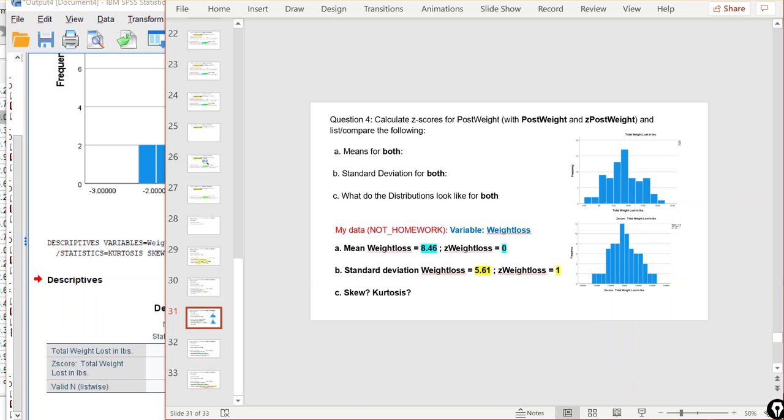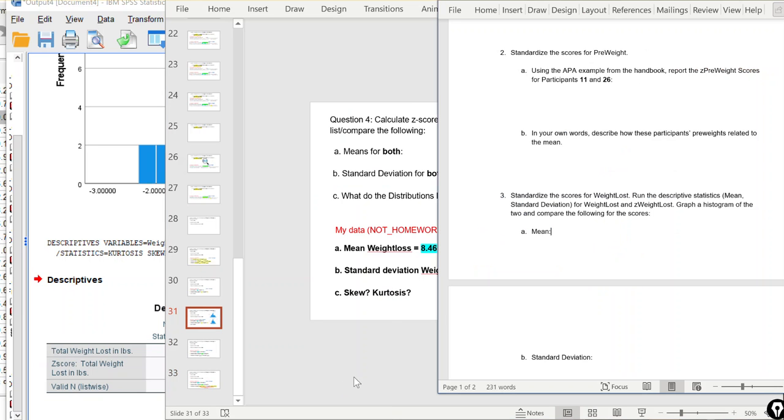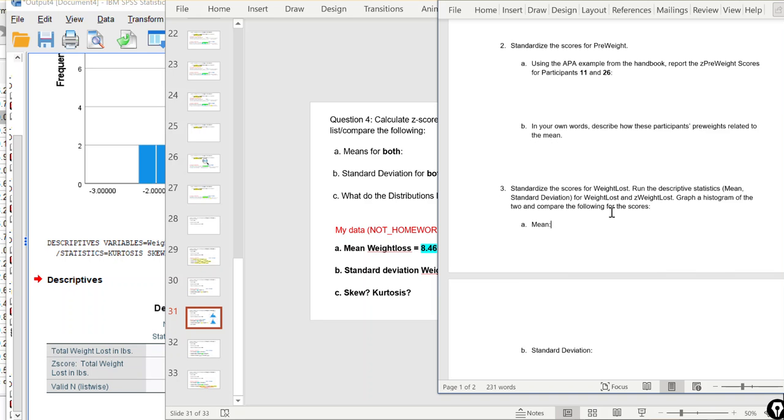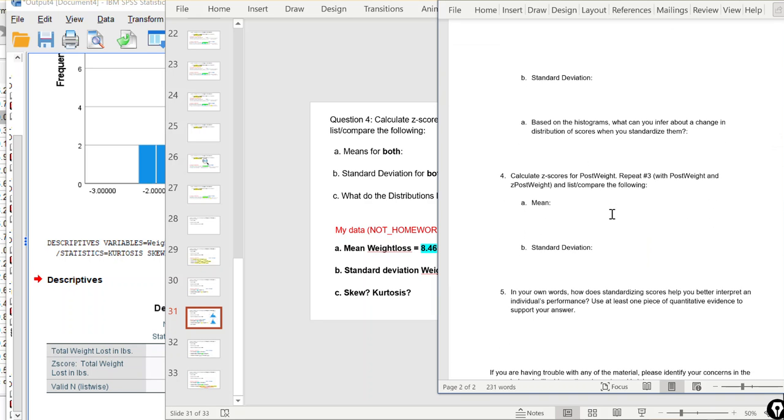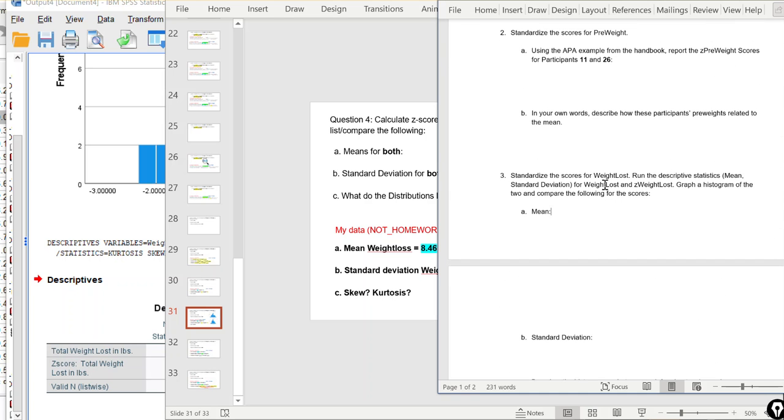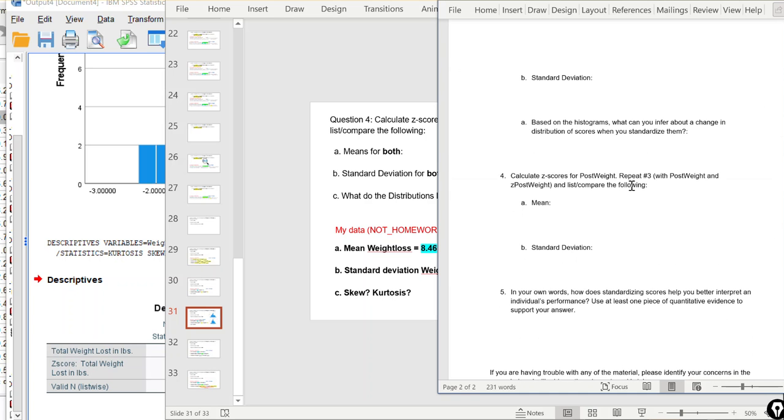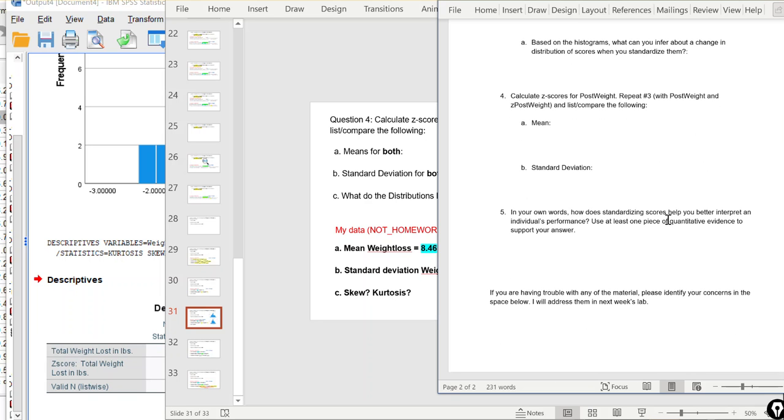I think the last part is a reiteration on the part before, where instead of using the weight loss, you're going to use post-weight and do the same process. And then the last part I would like you to do on your own, and this is, in your own words, how the standardizing score helps you better interpret the individual's performance. And this is based off of what I talked about in the first video, and you can also refer to your textbook, but provide some quantitative evidence.